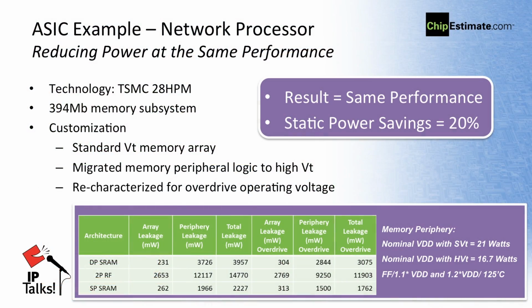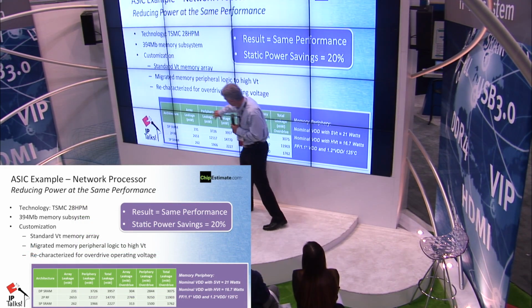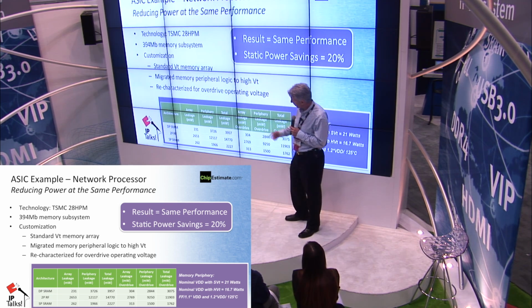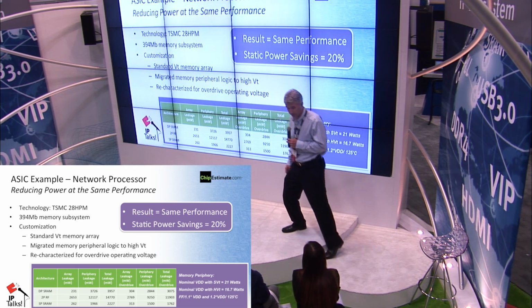So this is a real example. This is a network processor that we worked on, and the challenge here was to get the same performance but to reduce the static power particularly. So this is a 28 HPM TSMC design. There's a large amount of memory in here, nearly 400 megabits. And what we did here was to take the standard VT memory array, and then we migrated the peripheral logic to HVT. So you can see here on the left, this represents 3 different types of memory that we were doing this for: dual port SRAM, a 2-port register file, and some single port SRAM.